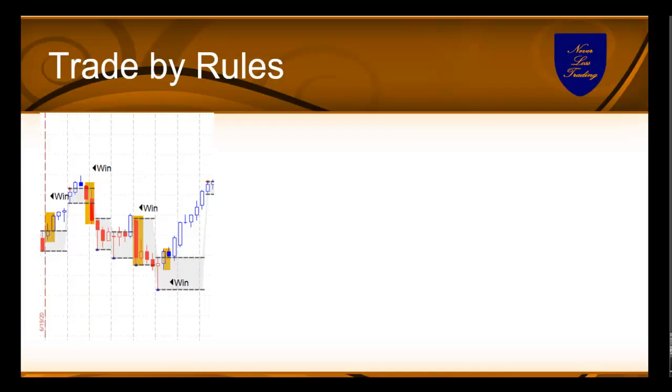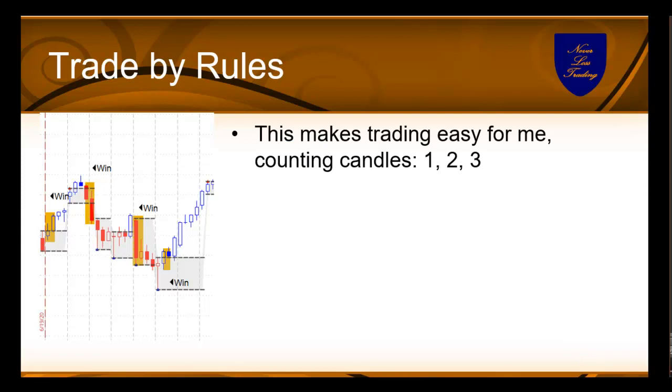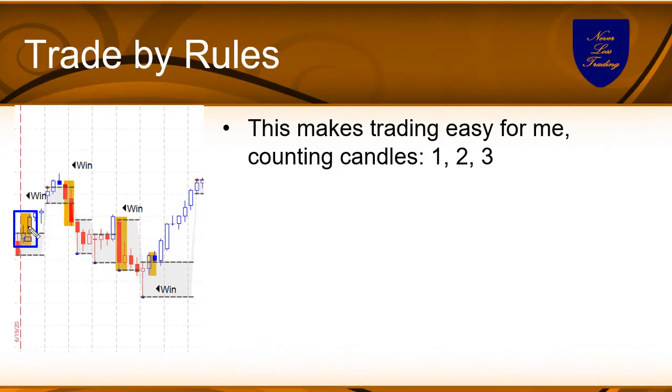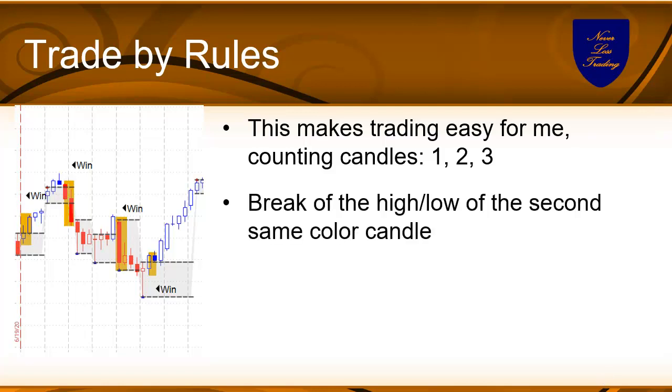Successful traders work rule-based. And with our introduction to TradeColors.com, at the end of the day, we want you to say, this makes trading easy for me, counting candles 1, 2, 3. The rules come directly from the chart. So you see here the 2 candle setup to the upside, and the break of the high triggers the trade. The 2 candle setup to the downside, and the break of the low triggers the trade in the next candle.